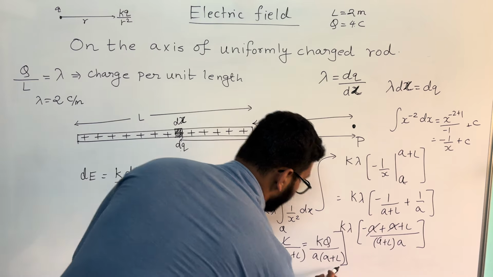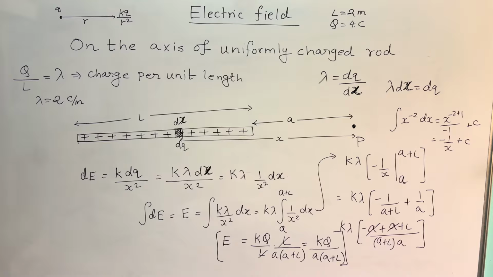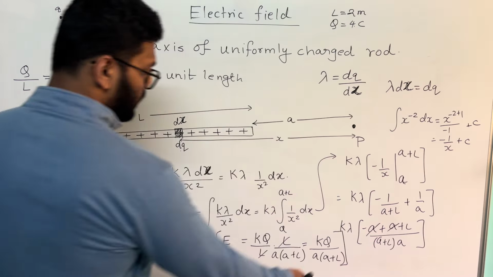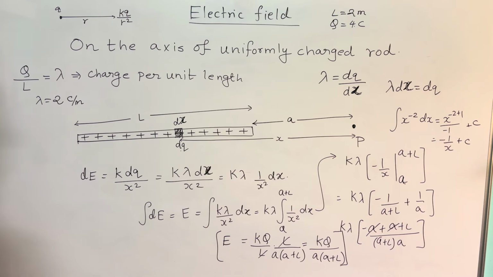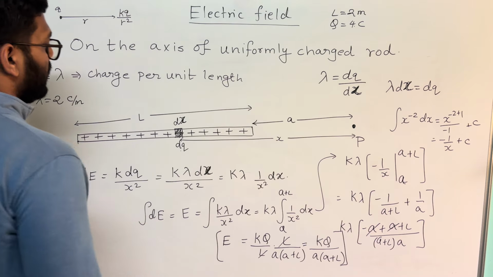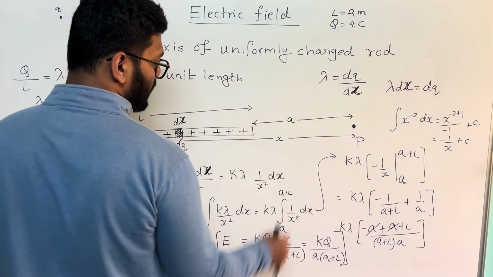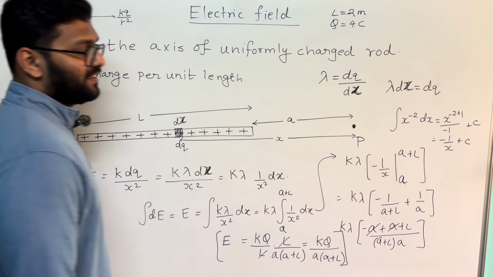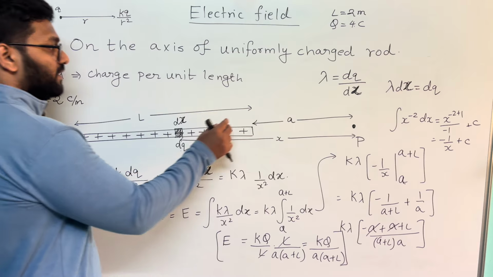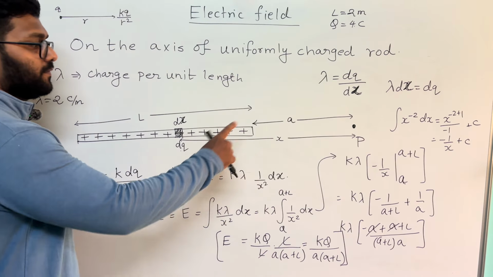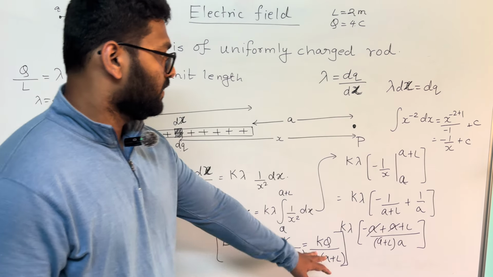This is your electric field due to the uniform charge distribution on a rod. That will be kQ by a into a plus L. Now, is it the correct formula? Let's see. Suppose this length L tends to 0. That means this is just a point charge situated at a. So if L equals 0, it is kQ by a square. That is correct. If you have a point charge at a distance a from this point P, the electric field will be kQ by a square. So this is the thing.